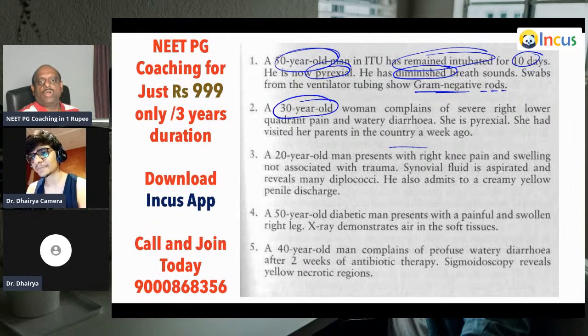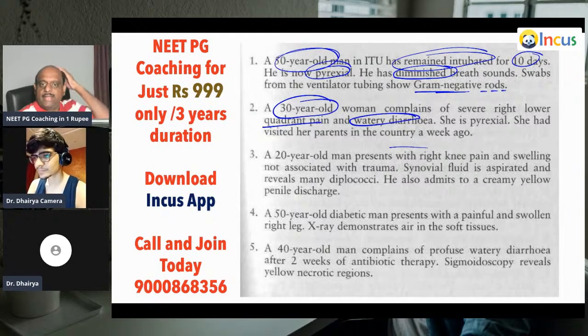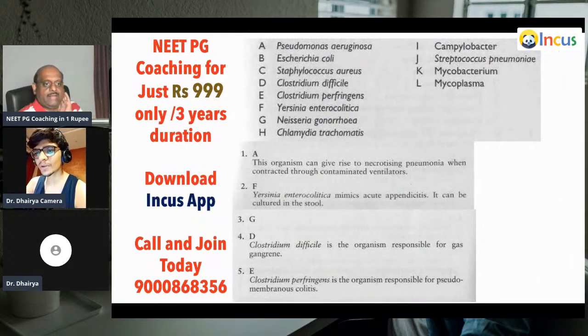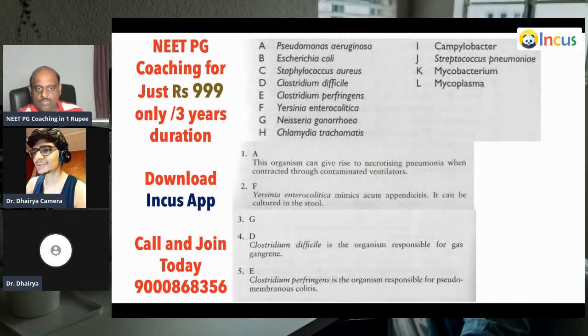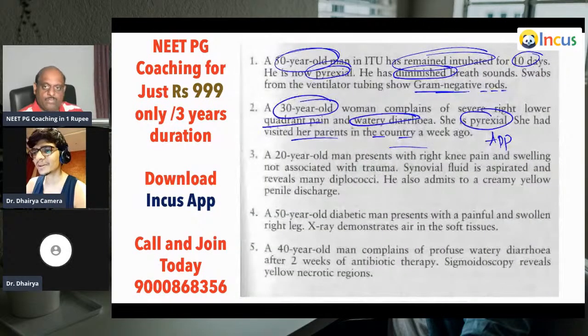Absolutely. A 30-year-old woman has severe right lower quadrant pain and watery diarrhea, she is pyrexial, and she visited her parents in the countryside a week ago. So what is your diagnosis, doctor? Severe right lower quadrant pain with watery diarrhea has very few characteristic diagnoses. One would be cholera, another would be Yersinia. So this is Yersiniosis. Yersinia is a very close mimicker of acute appendicitis, which is what we need to remember.